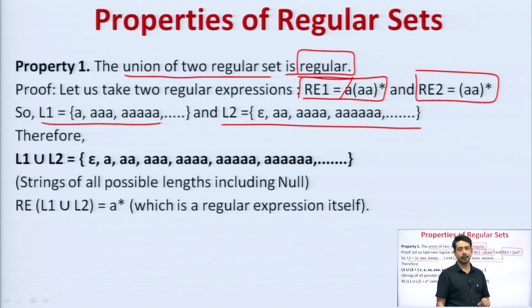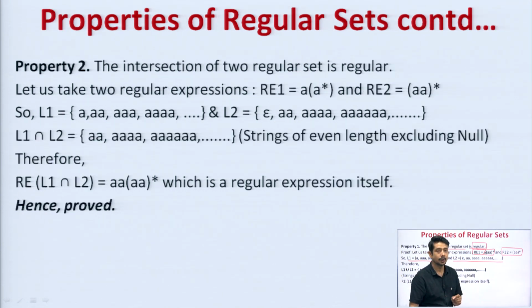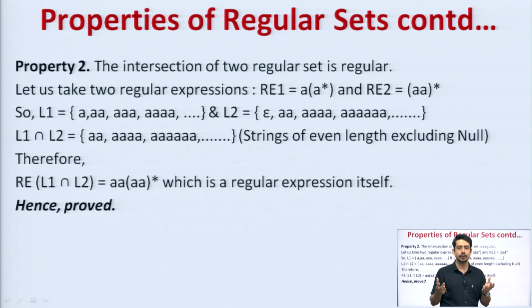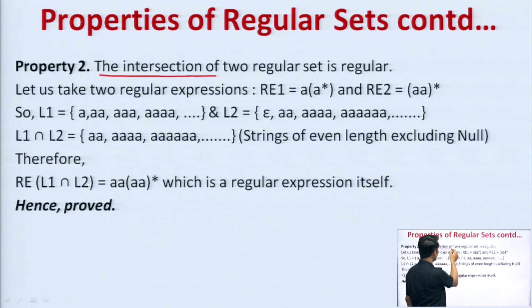Okay. So, the first point, I think it is clear to everyone that the union of two regular sets will always give you a regular. Similarly, if you take the intersection of two regular sets, and if there are commonalities between those two regular sets, and if you find the intersection, definitely you will be getting a regular set only. Okay. So, that is the second property. Intersection of two regular sets is always regular.